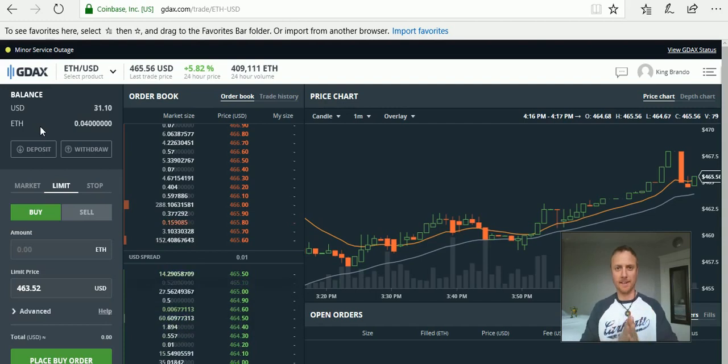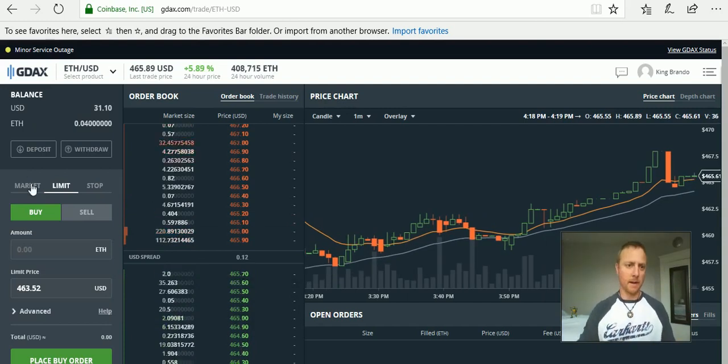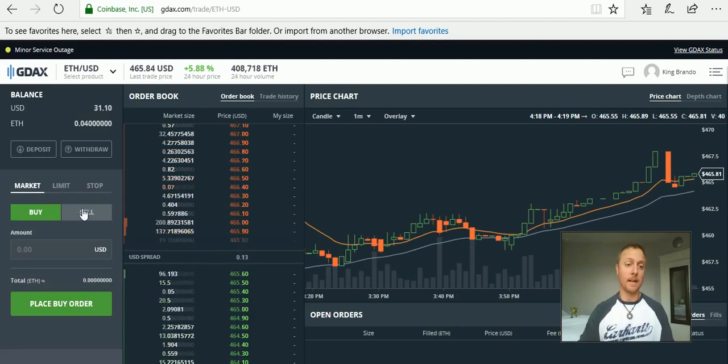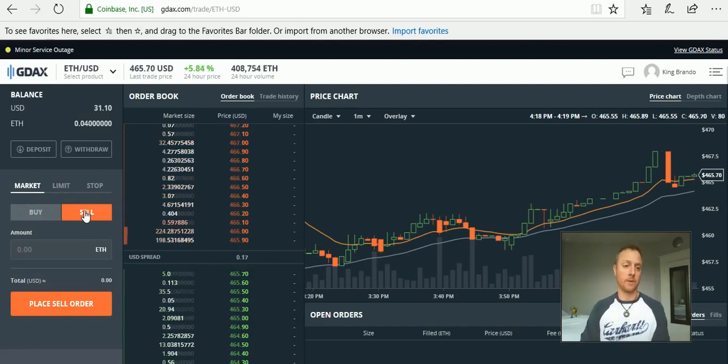Let's get started. Now, first off, you have your market buy. The only time I use the market is, let's say I'm in a panic and I need to buy it now, or I need to sell it now. You are going to experience those fees, and the whole reason why you're using Gdax is so that you don't, but it does come in handy every once in a while. I have had to use it.